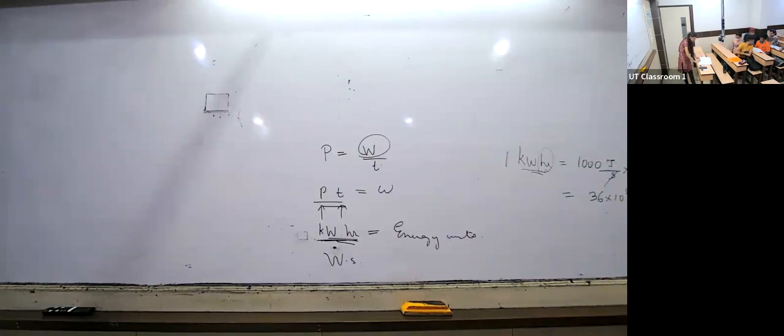A machine raises a load of 750 Newton through a height of 16 meters in 5 seconds. Is this sounding like the previous question? There was a body, you lift it to a certain height in a certain time. In that case, were you able to calculate work done? This is similar to that question itself. In fact, this is even easier. In the previous question, they made it difficult for you.